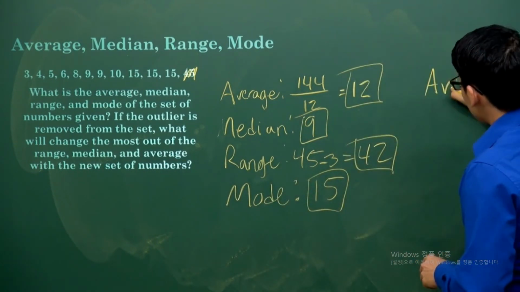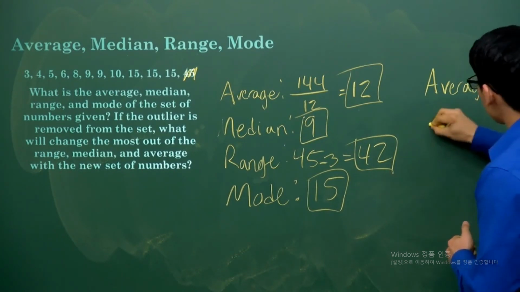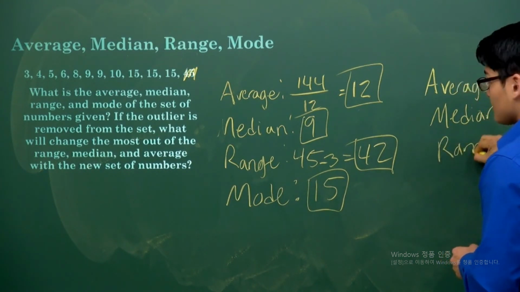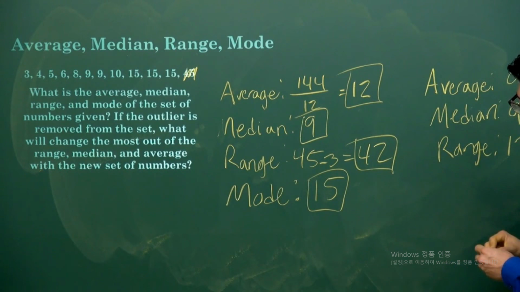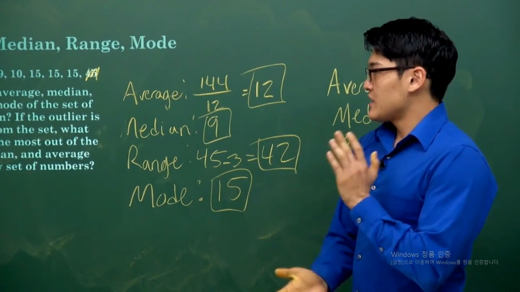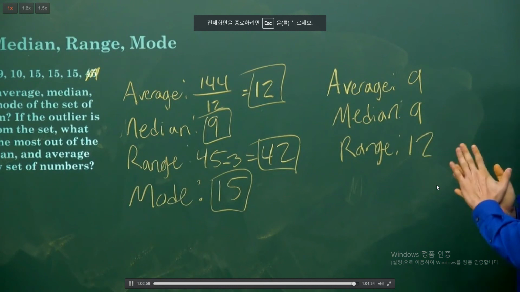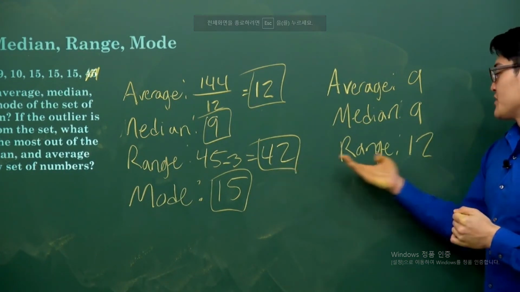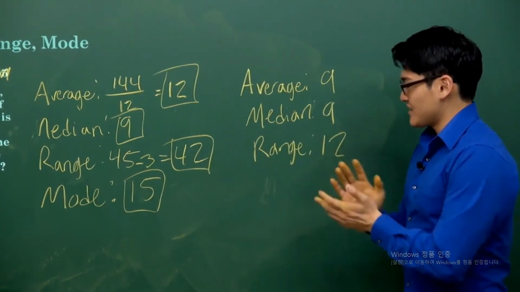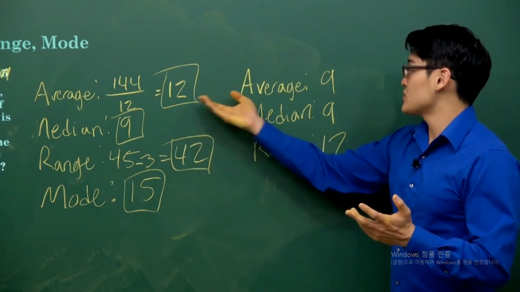What you'll find is that the average will end up being 9. The median will end up being 9. The range will end up being 12. And the mode ends up being the same, but we're not asked for that. You're asking what will change the most out of these 3 options. Well, as you can see, the range changed from 42 to 12. It's a huge jump, a difference of 30 units. That's a lot. The median didn't even change, and the average just changed by 3.